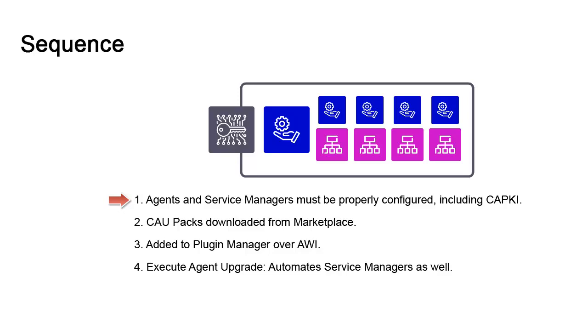The rest of the process is really straightforward. You download the CAU packs from Automic Marketplace. Then you upload them over Plugin Manager via AWI. At the time of making this video, Plugin Manager is a de facto component, and it's naturally included in the one installer. Installing it is out of scope, but we recommend looking for other media that covers this topic. Finally, you execute the upgrade, which takes care of everything, including the configuration updates required by the service manager.